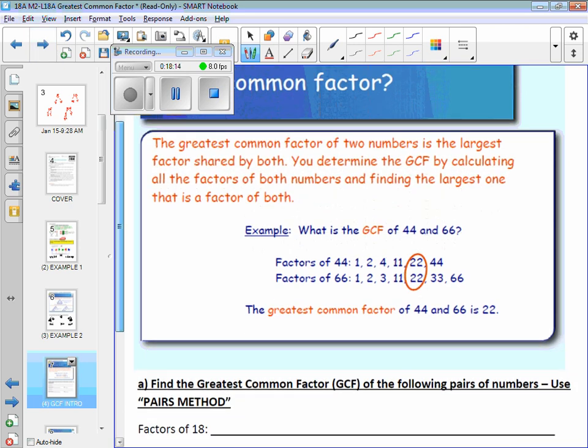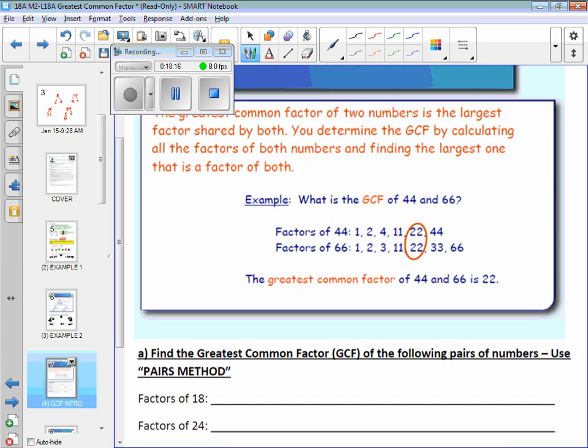If you look at the example, the 2 numbers are 44 and 66, which is already written for you. They use the pairs method to list all of the factors for 44: 1, 2, 4, 11, 22, 44. Same for 66: 1 and 66, 2 and 33. And these are all the factors for 66. The GCF, greatest common factor, is the largest number that goes into both. 22 is the number that goes into both.